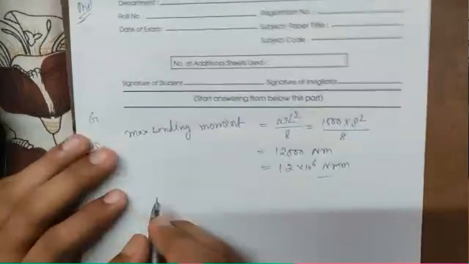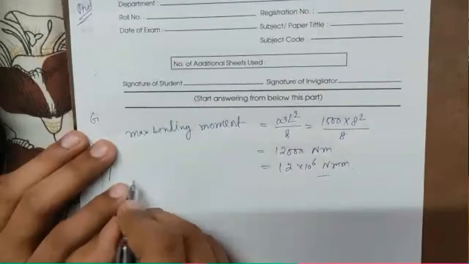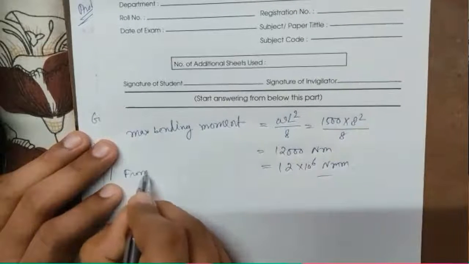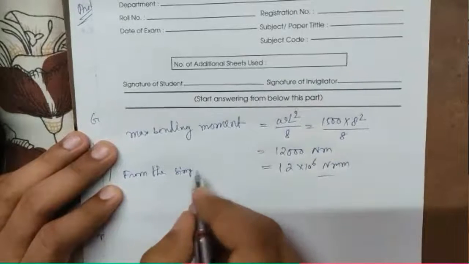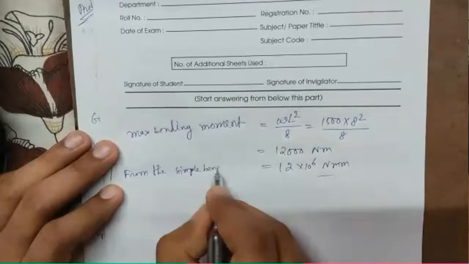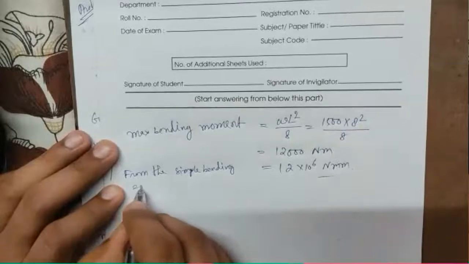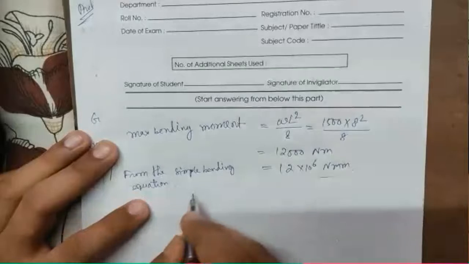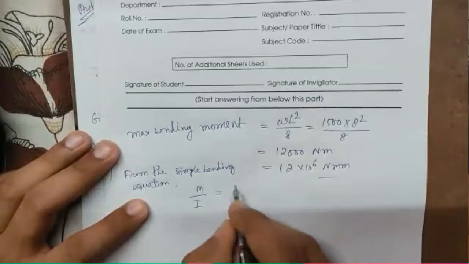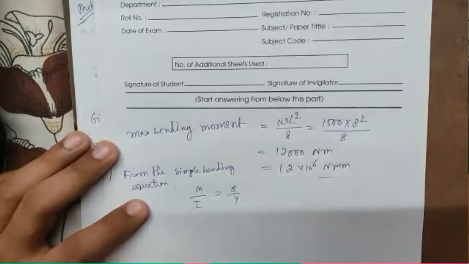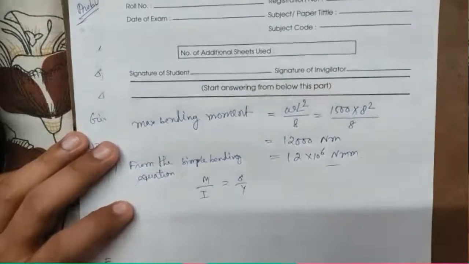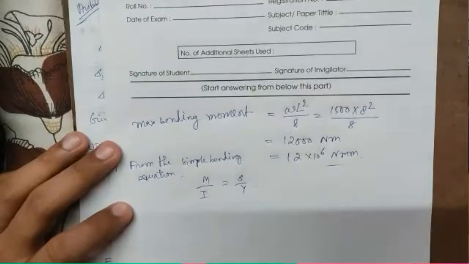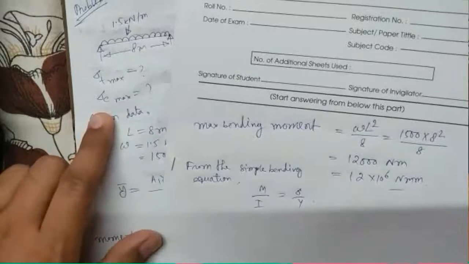Now we have our bending equation. We will write from the simple bending or pure bending equation. We can write M by I is equal to sigma by y. Here we have to find out the maximum tensile stress and maximum compressive stress.